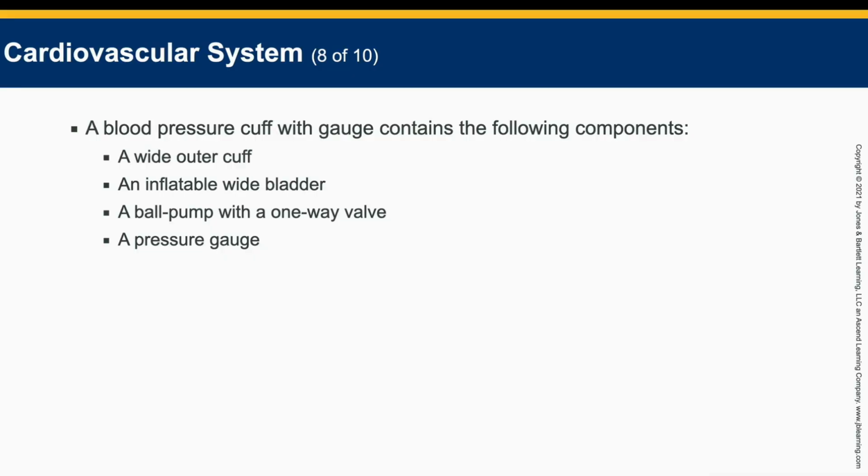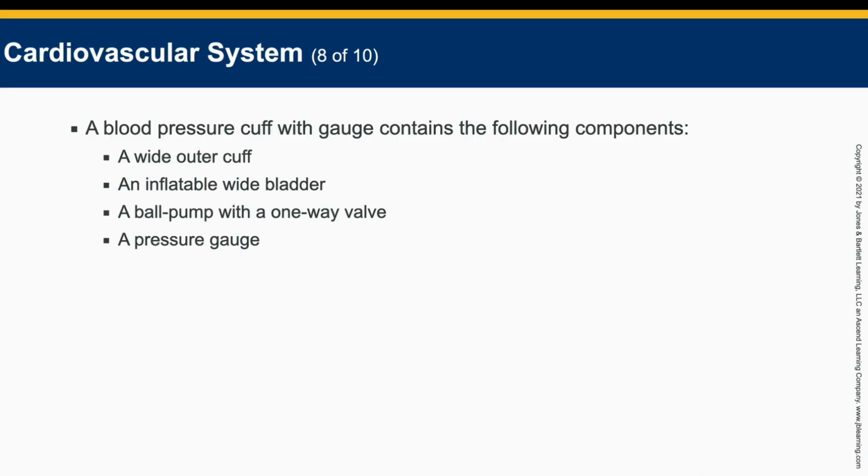To measure blood pressure, EMTs use a blood pressure cuff with a gauge, also known as a sphygmomanometer. This is made up of several important components. First, there's a wide outer cuff which wraps around the patient's arm. Inside the cuff is an inflatable bladder.